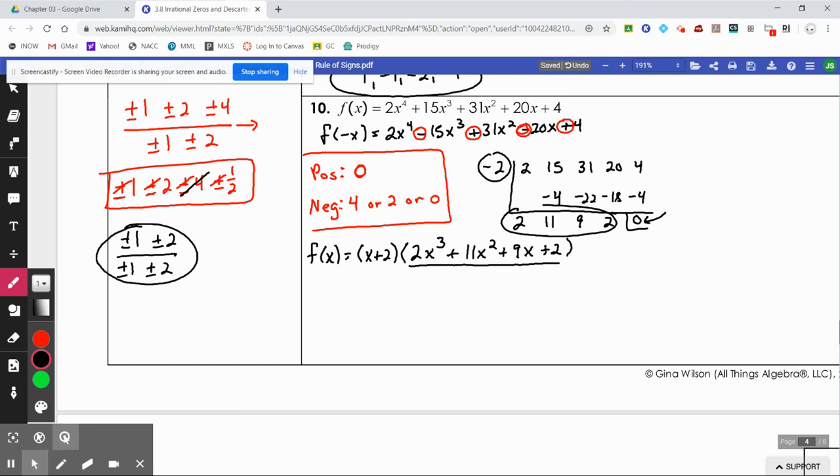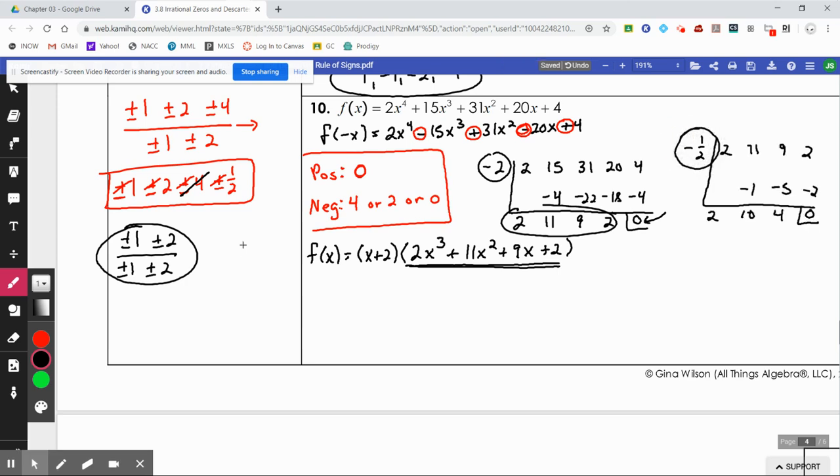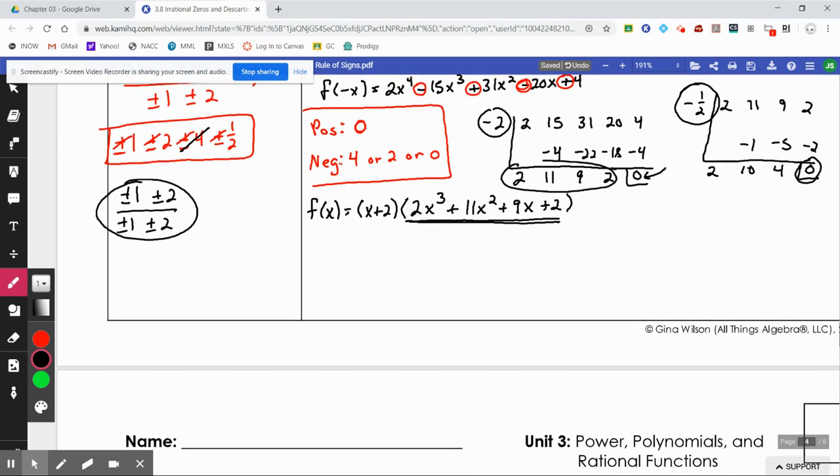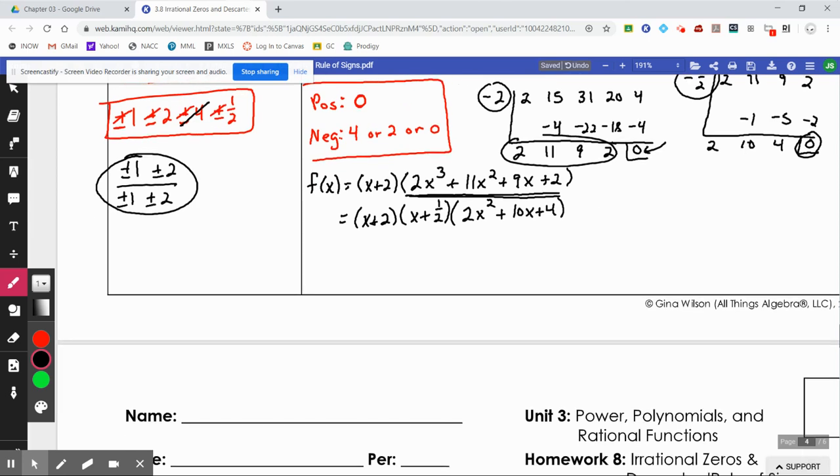Let's actually try -1/2. And reminder that as you try -1/2, that now this is what you're trying to break down, so use those coefficients instead. So here, now you see that -1/2 works because I get a remainder of 0. So now let's rewrite our function again. So we now have x plus 2, bring it down. We divided by x plus 1/2, and we got 2x squared plus 10x plus 4.